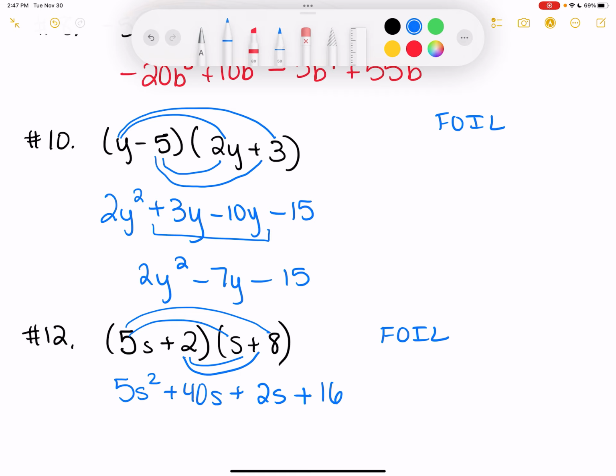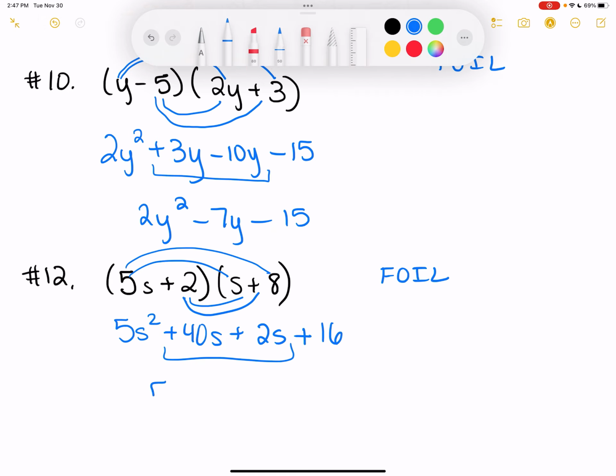Okay. Good job. Then I'm going to combine these two middle terms that are the same to get 5s squared plus 42s plus 16. Boom.